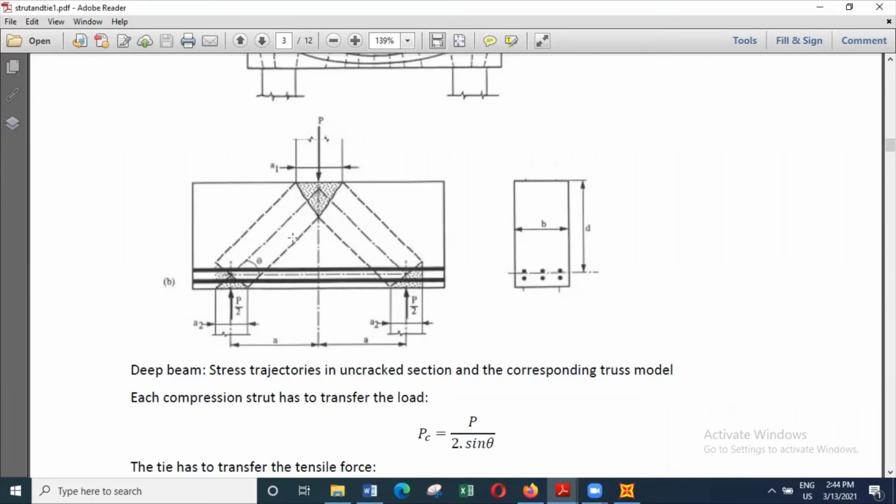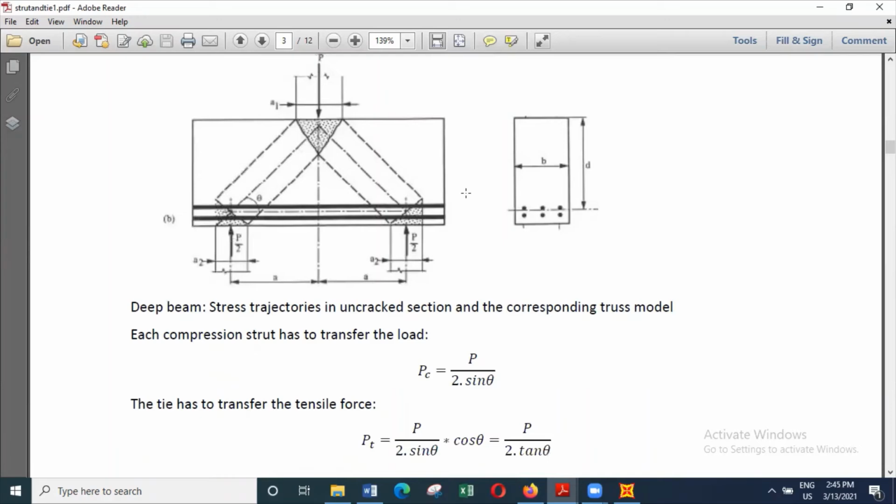So basically what you are saying, if the force in this strut is PC, PC sine theta is equal to P by 2. So that's what we actually need to provide. So basically what you have to keep in mind is always the force in the strut will be higher than the load that you want to transmit. Because we have to say that this load is in equilibrium with the forces in the strut. So that's the first equation.